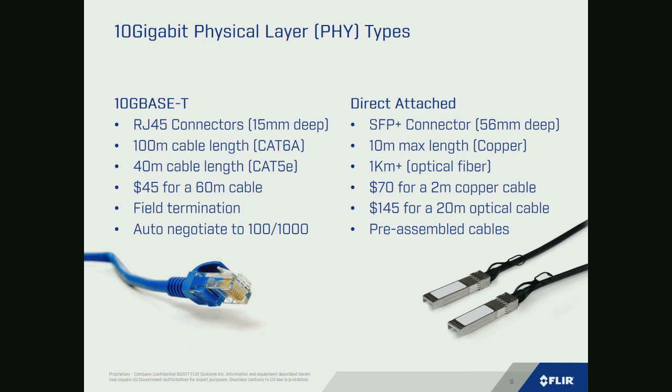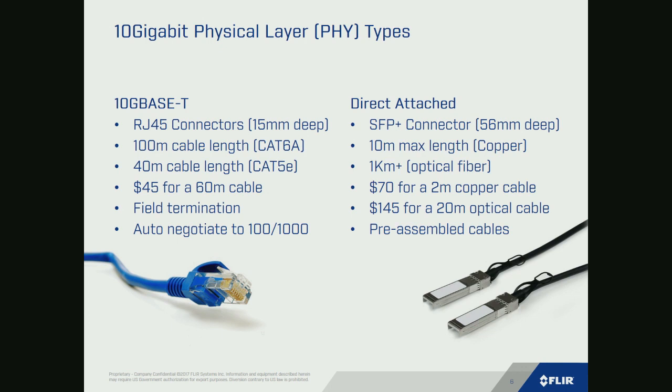to that slower speed. The direct attach uses a much larger connector where the transceiver is built into the cable. The cable length with copper cable is much shorter, only about 10 meters. There are optical options available that can push that out to well over 1 kilometer, but it's a lot more expensive. In the same Amazon search, $70 for a 2-meter copper cable, or $145 for a 20-meter cable.